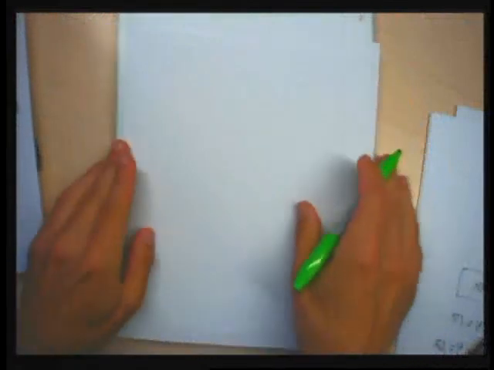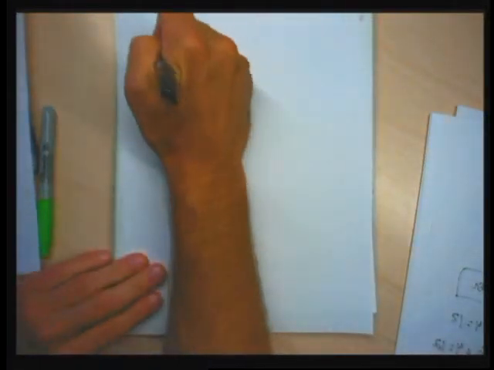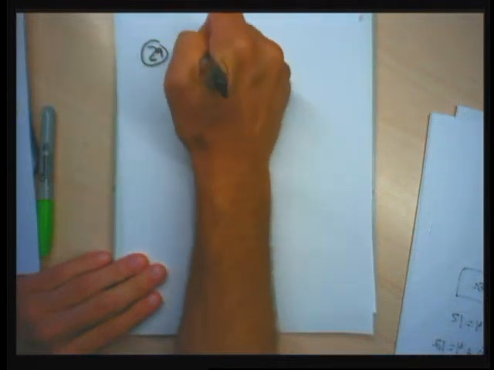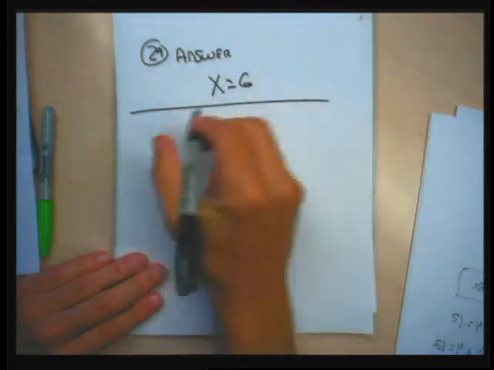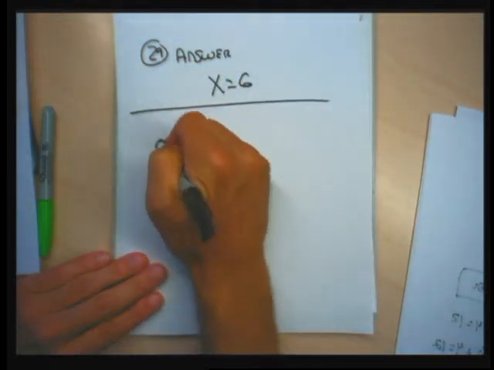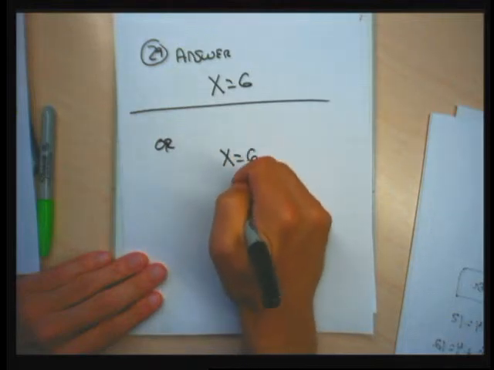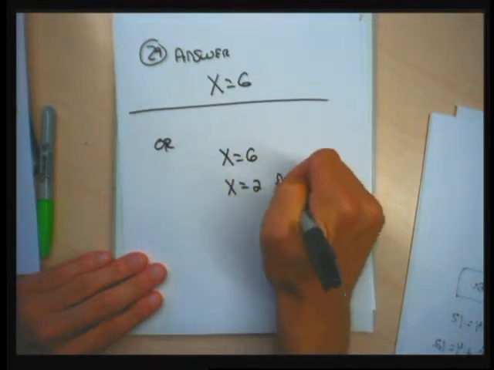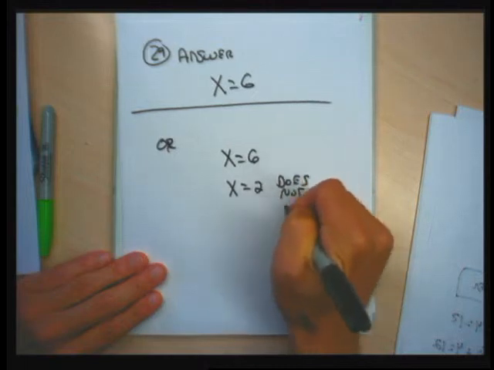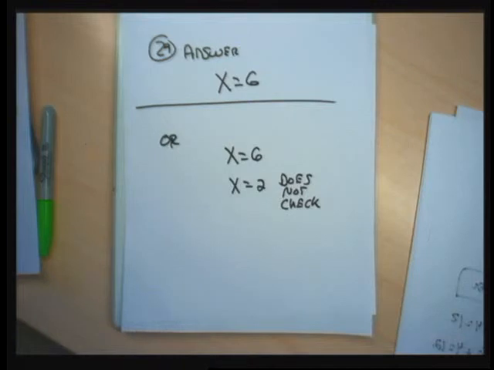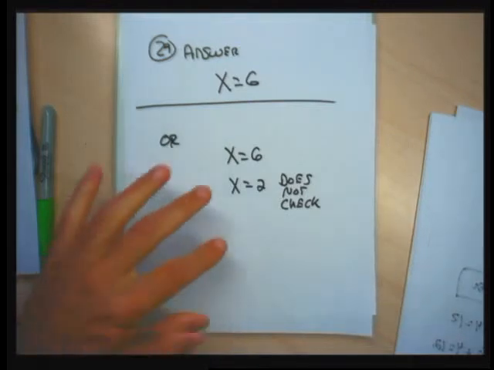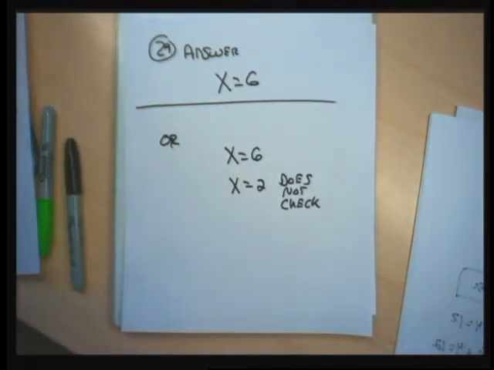So for 29, which is the last problem on the review, my answer, I have options. The best option is just to say x equal to 6. Or, if I want to, I can say x equal to 6, x equal to 2 does not check. So, if you want to include both the answers that the algebra produced, you have to emphasize that one of the answers, even though the algebra gave it to me, it's not an answer that checks.